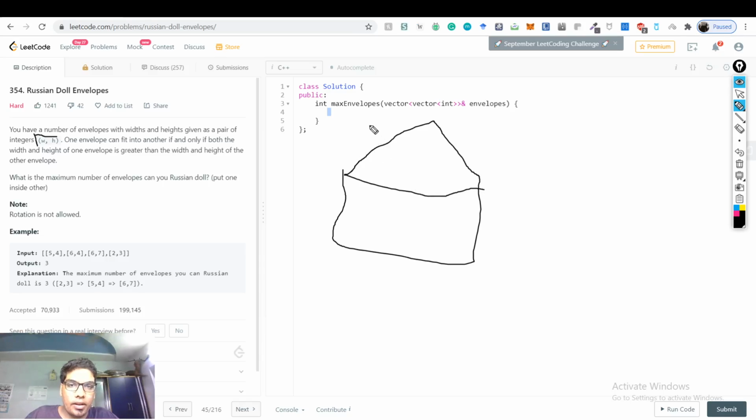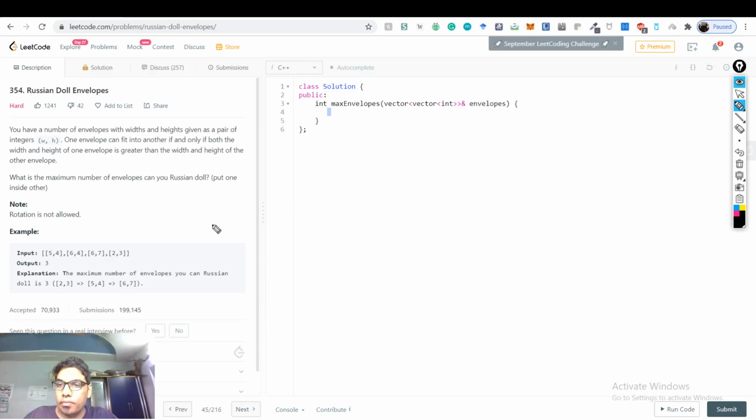Now you want to fit another envelope in this envelope. If both the height and the width of the envelope are smaller, it can fit inside of this, and then you would want to have another envelope which fits inside of this envelope, and so on and so forth. So the question is, what is the maximum number of envelopes you can Russian doll? This entire thing of putting one envelope into another is called Russian doll, right?